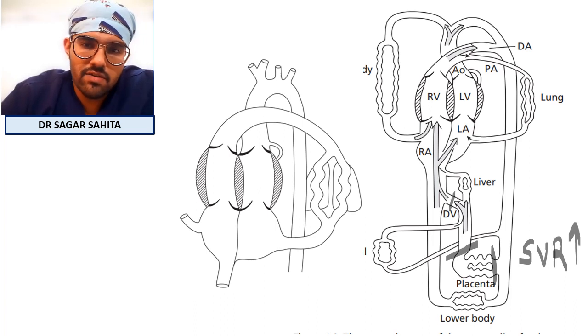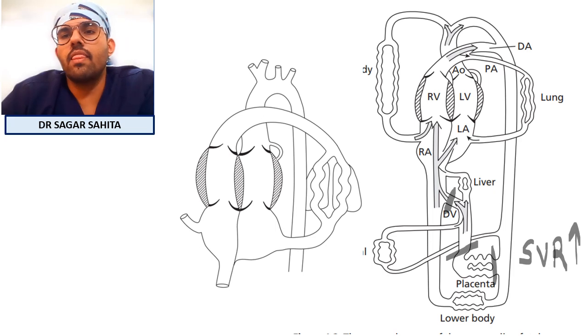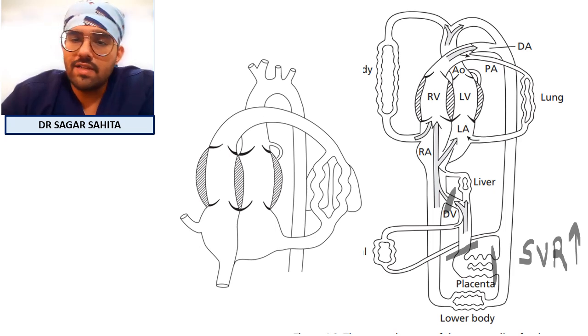The ductus venosus closes because blood stops coming in from the placenta. Because systemic vascular resistance is very high, the left-sided pressures go up. The foramen ovale also closes.